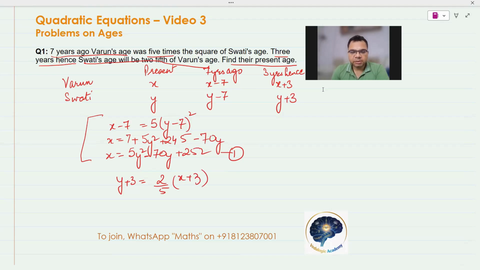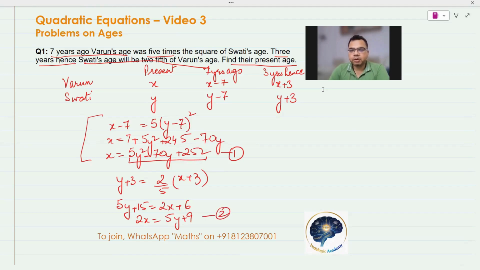So let's try to simplify it. I'll take 5 to the left hand side. It becomes 5y plus 15 equals 2x plus 6. I've opened the bracket and I'll take 6 to the left hand side now. It becomes plus 15 minus 6, which becomes 9. So 2x becomes 5y plus 9, sorry. Right? And we know the value of x, right? So this is the second equation for us.